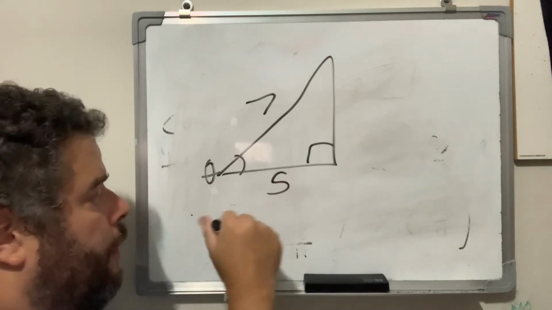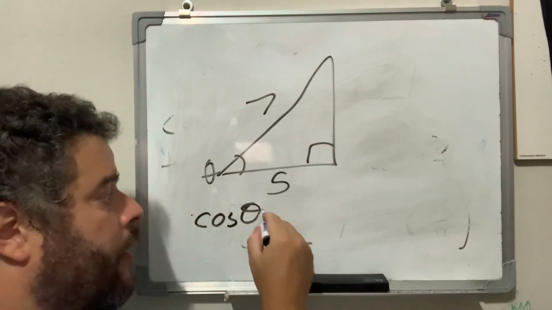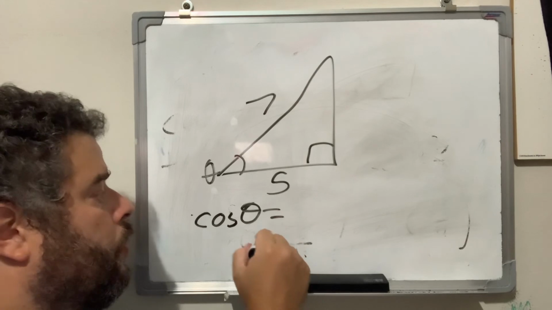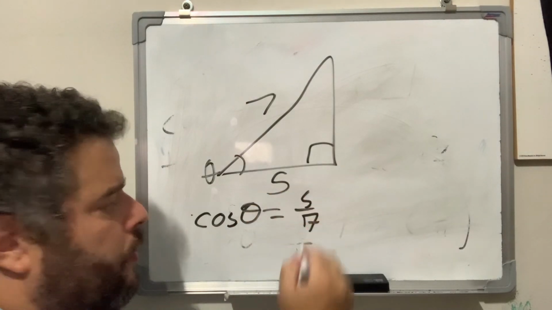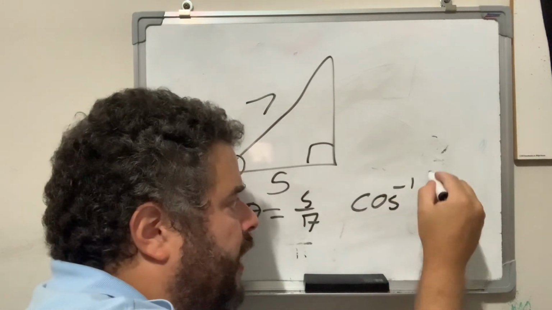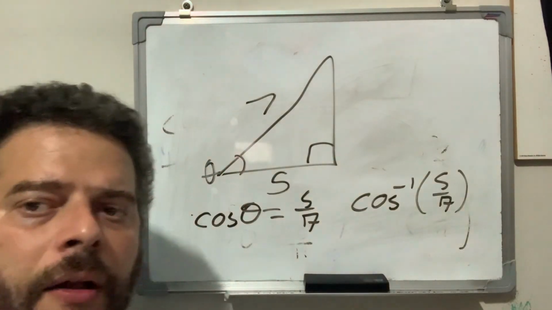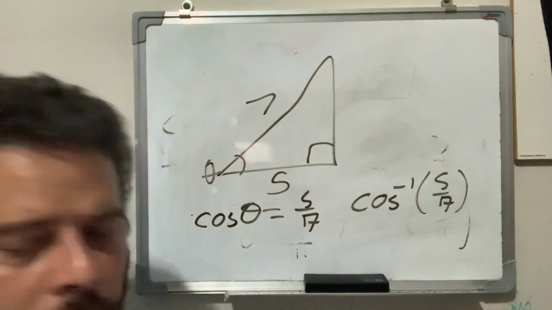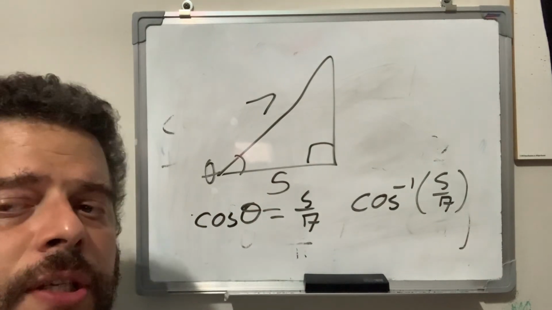So I'm going to do cosine of the angle I'm trying to figure out, theta, will be equal to adjacent over hypotenuse. What you're going to do is, in your calculator, you're going to do the inverse of this ratio. And it's going to give you the angle that they're referencing. That's pretty much it for today.